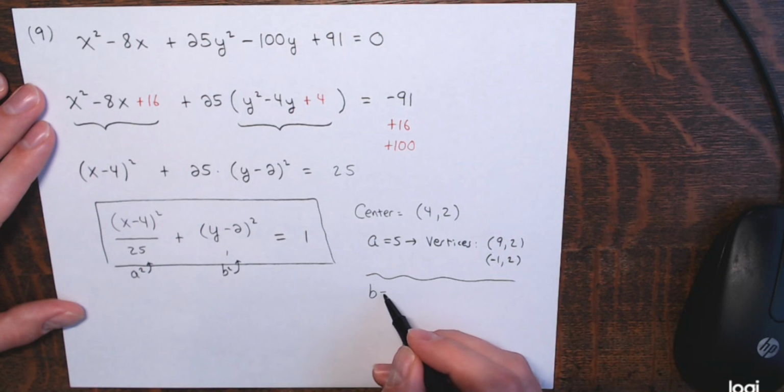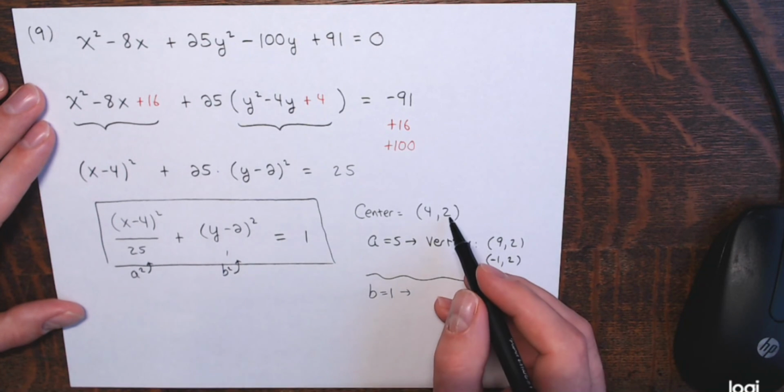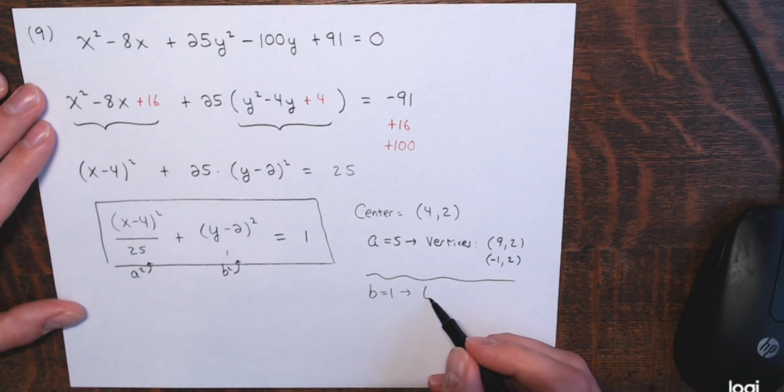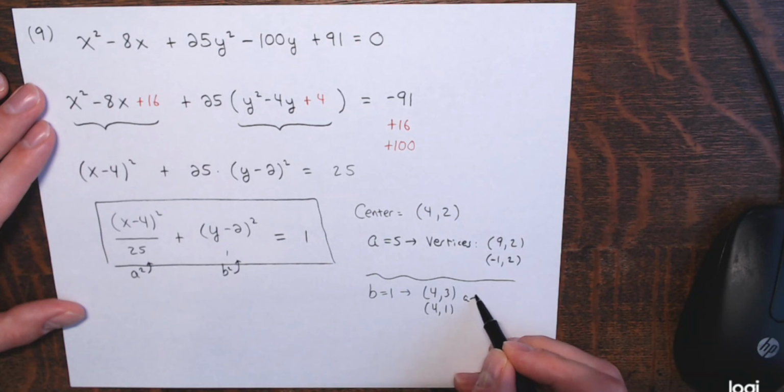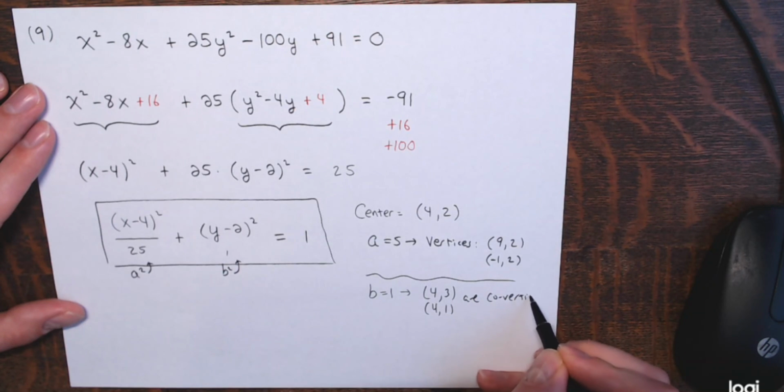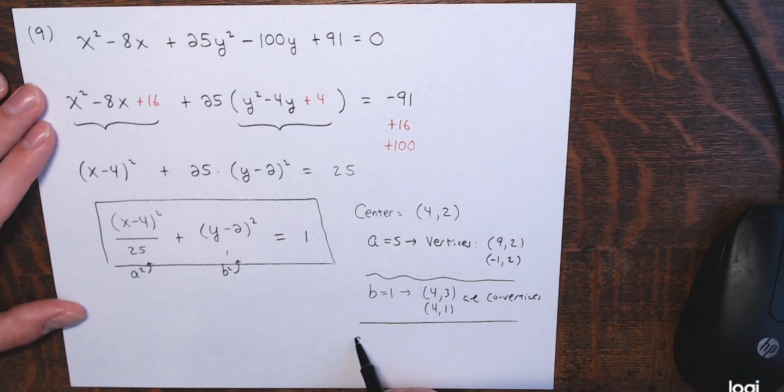The value of b would be 1, and it's under the y. I'm going to add and subtract 1 to the y coordinate of the center, so we have (4, 3) and (4, 1) as the co-vertices. And then c squared would be a squared minus b squared, which is 24. So c is the square root of 24, which is 2 times the square root of 6. And I do the same thing I did with the vertices. I'm going to add and subtract this value to the x coordinate of the center to get the foci. So 4 plus or minus 2 times the square root of 6, comma 2. That's where the foci will be.